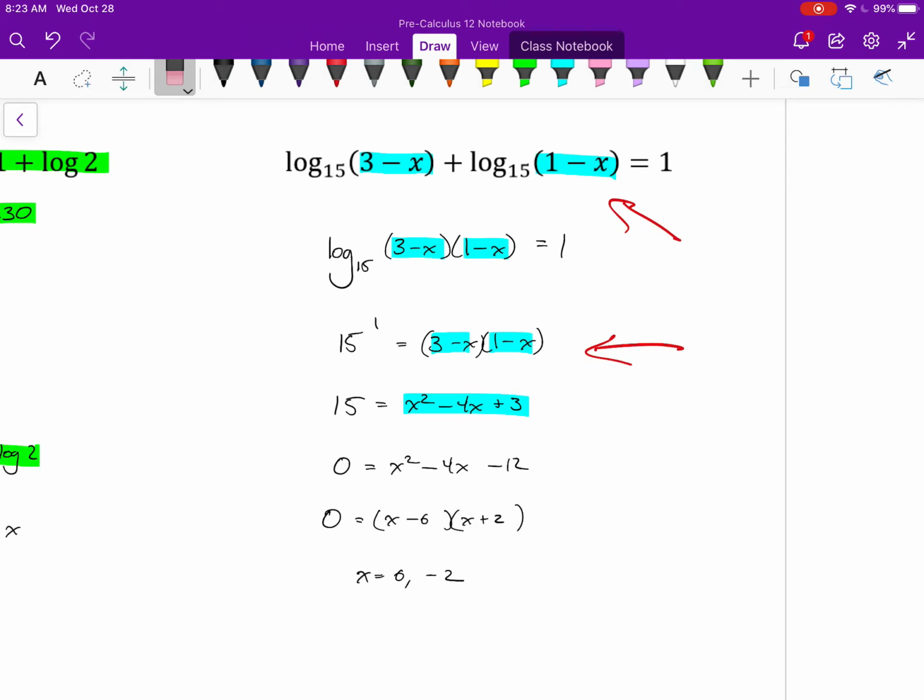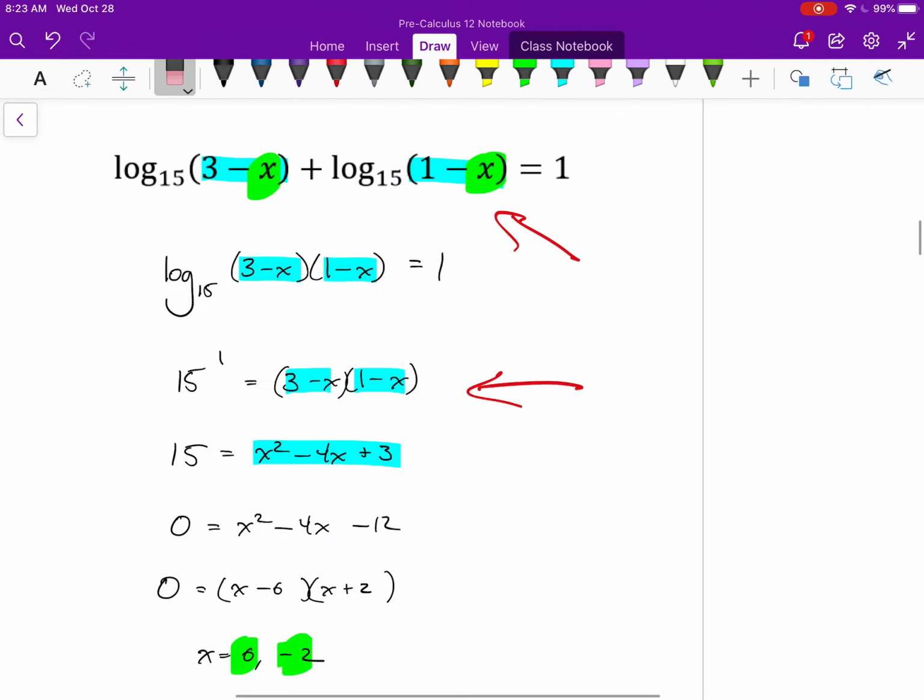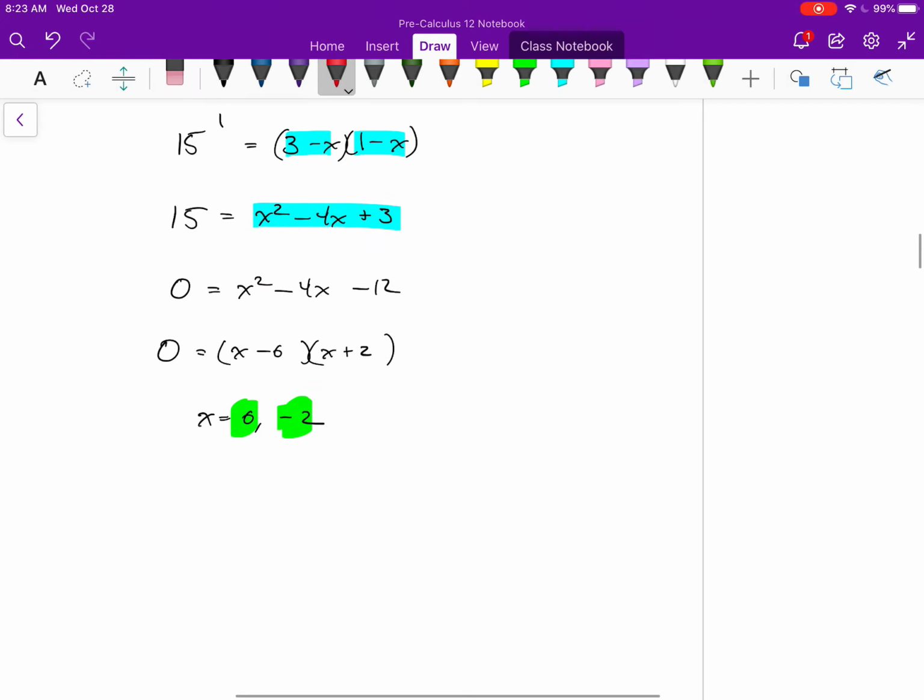All I have to do is check my two solutions by bringing them back into my original equation, here and here. When I replace x with 6 or replace x with negative 2, I just have to make sure the input of the logarithm is greater than 0. So I'll make a note here, and then I'll check. Again, the input of a logarithm must be greater than 0. That's all I have to check.